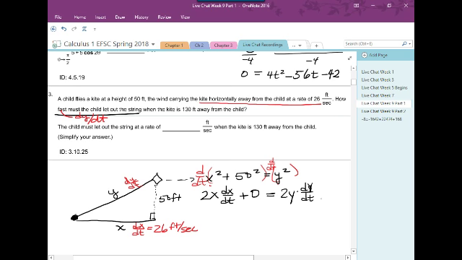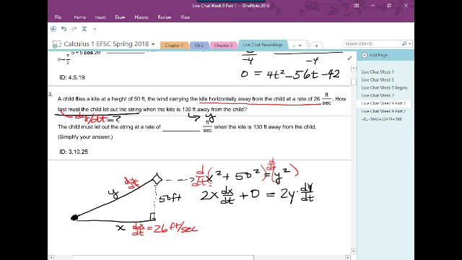All right, so let's see what they're asking us to find. It says, how fast must the child let out the string, so find dy/dt, when the kite is 130 feet away from the child. Now, if they wanted the kite to be horizontally 130 feet away from the child, in other words, if that 130 were x, they would say horizontal distance. But they didn't, so they're talking about the shortest distance between the child and the kite, which is the distance y. So this 130 is talking about y.